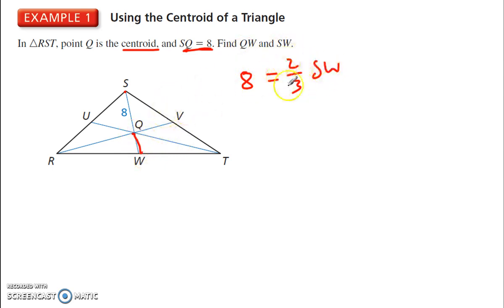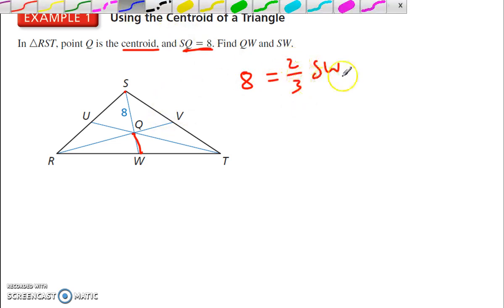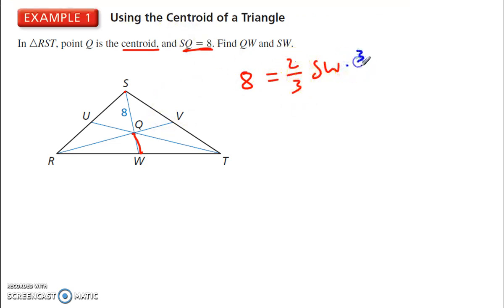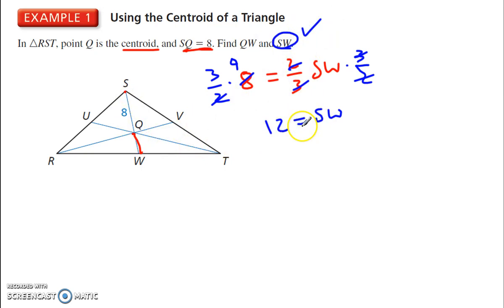Well, we can find SW with this right here. To get rid of that fraction, we're going to use the reciprocal, multiply by 3/2. So multiply this by 3/2. 3's cancel out, 2's cancel out. 3 times, we can simplify 8 and 2 here. We get 4. 3 times 4 is 12. So we know that the entire length SW is 12. That's this one checked off.